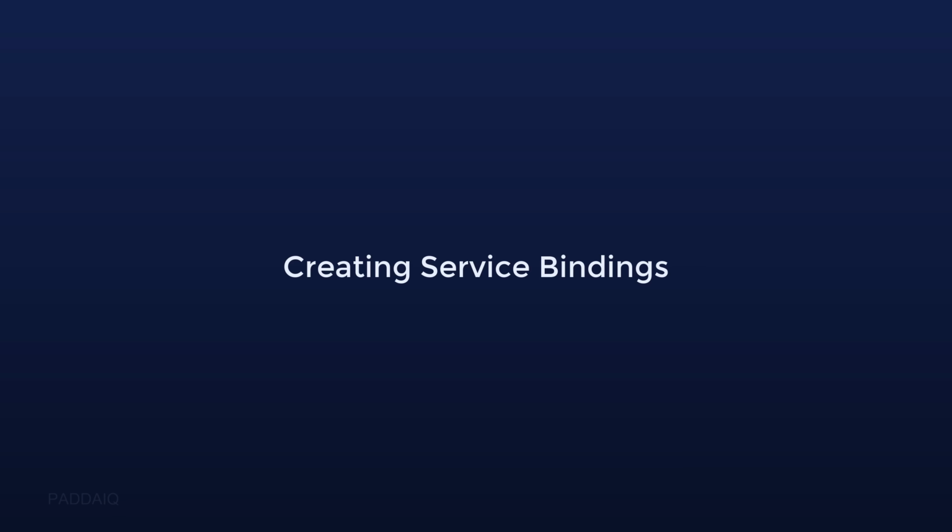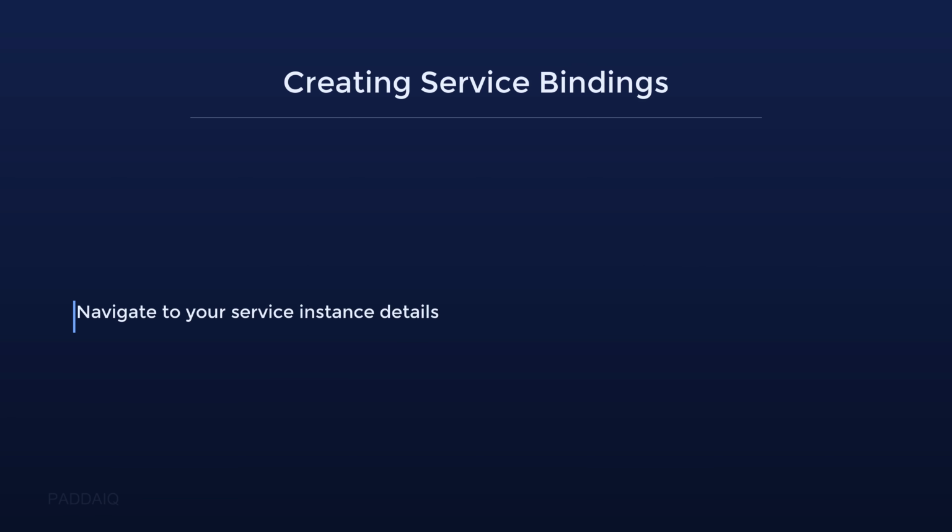Creating service bindings in SAP BTP. Navigate to your service instance details. This means finding the specific cloud service you have created in SAP BTP. For example, after setting up an HANA database, you'd locate its unique page in your account dashboard. This step is your starting point for creating any new service binding.